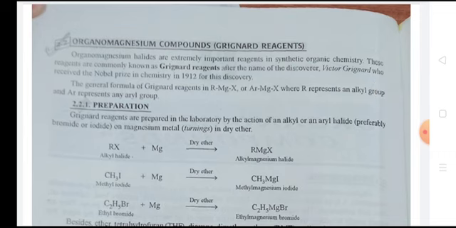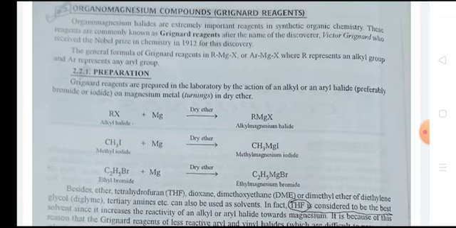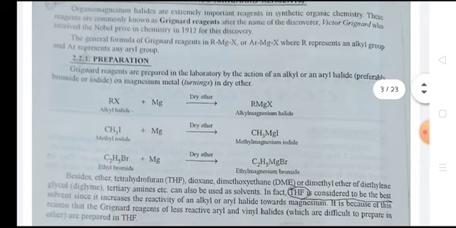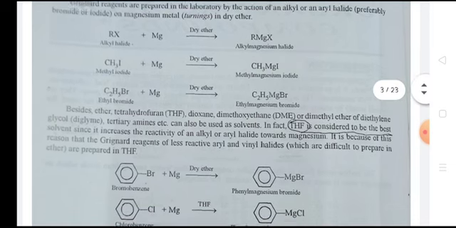Organomagnesium compounds, Grignard reagents. Organomagnesium halides are extremely important reagents in synthetic organic chemistry. These reagents are commonly known as Grignard reagents after the name of the discoverer Victor Grignard, who received the Nobel Prize in Chemistry in 1912 for this discovery. The general formula of Grignard reagent is RMgX or ArMgX, where R represents an alkyl and Ar represents an aryl group. Preparation: Grignard reagents are prepared in the laboratory by the action of an alkyl or an aryl halide on magnesium metal in dry ether.